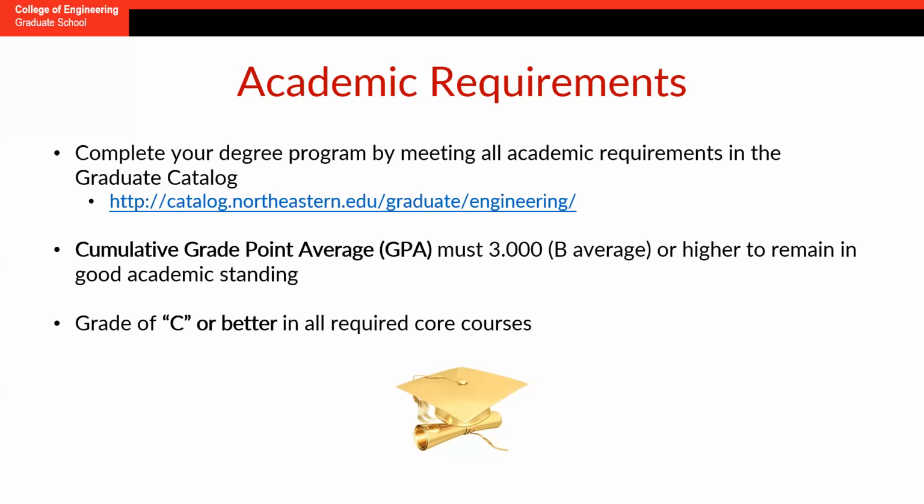In addition, co-op does have a 3.2 GPA requirement. So if you are interested in participating in co-op, you will not only need to have the 3.0, you will need a 3.2 or higher GPA to participate. Finally, you will also need to receive at least a C in your core courses. However, some advanced courses may require higher grades than a C. So be sure to try your best and get at least a C or better in your core courses.